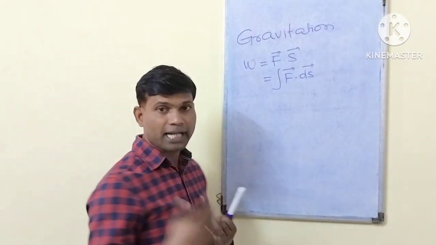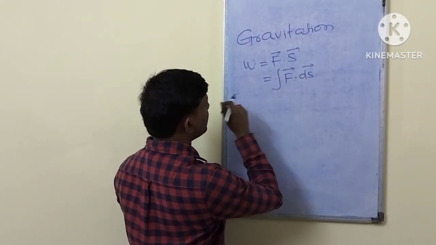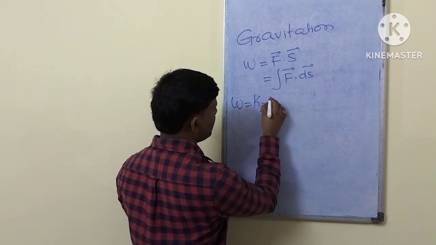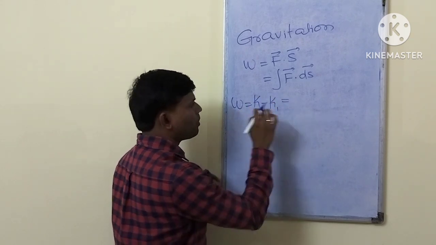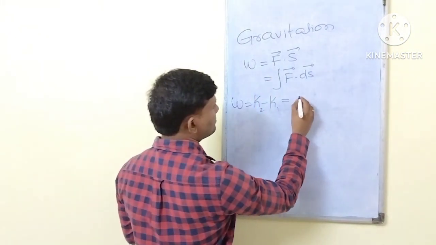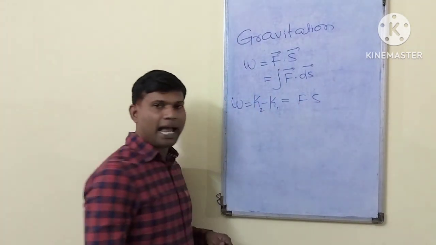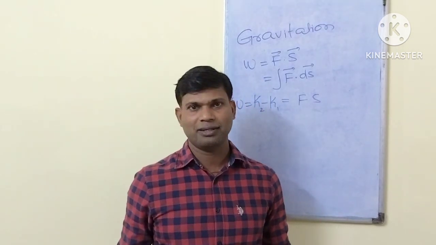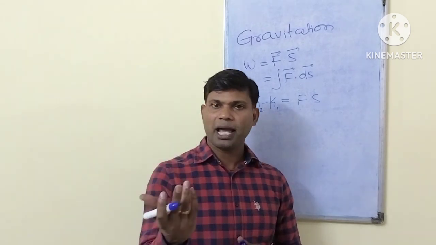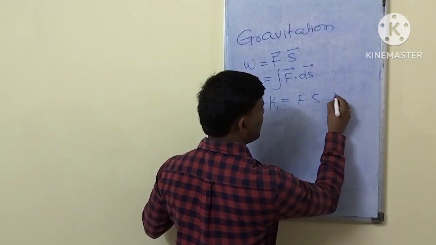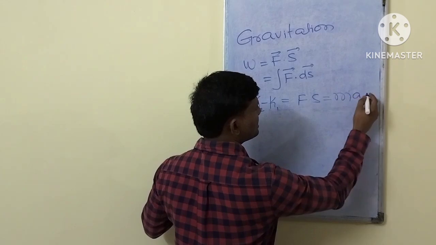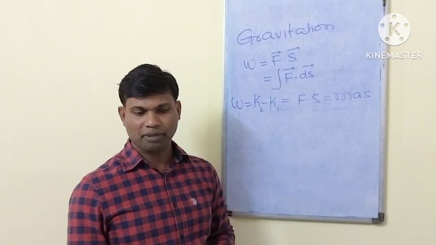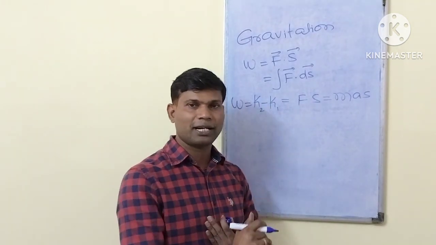So work done equal to change in kinetic energy, as told. Change in kinetic energy is nothing but final kinetic energy minus initial kinetic energy. K2 minus K1 equal to Fs, F into S. Assume the angle between force direction and displacement direction is 0. Cos 0 is 1. So F into S. F is equal to MA, that you know from Newton's second law. MA into S, where A is acceleration. Because of the force you applied, the particle will accelerate.